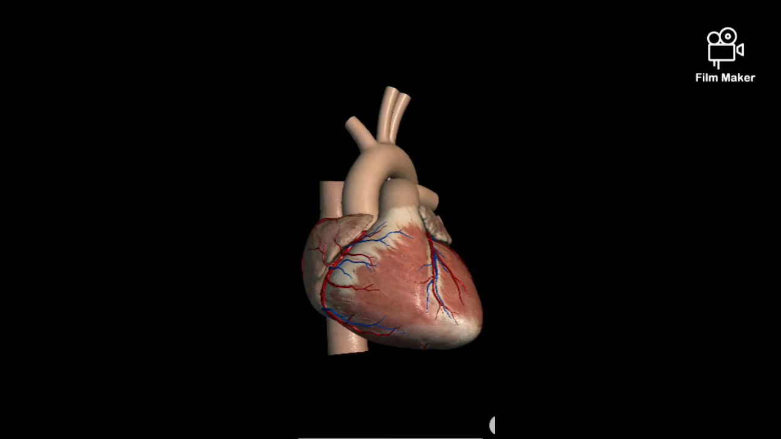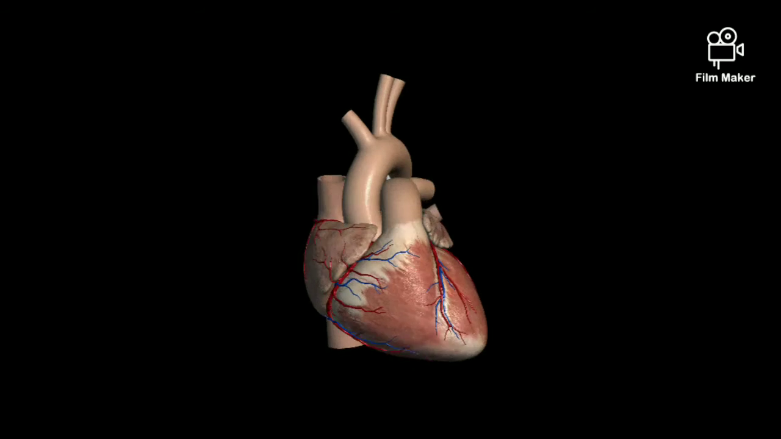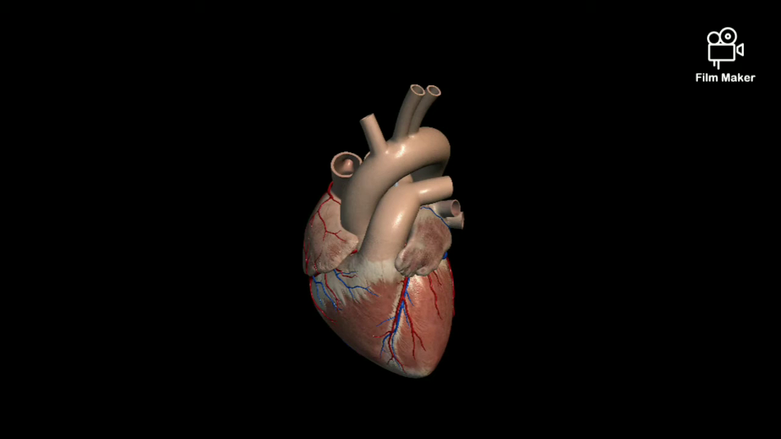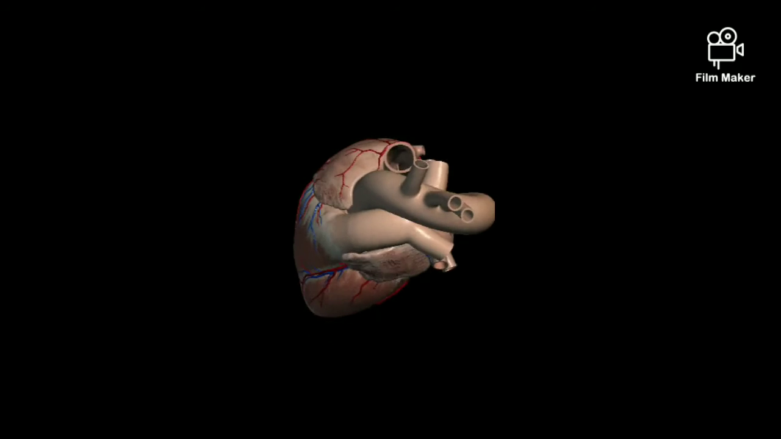Okay, the borders separating the surfaces of the heart: there are 4 main borders of the heart, the right border and left border. The right border is the right atrium, the left border is the left ventricle, with some of the left atrium. The inferior border is mainly the ventricles, and the superior border is the right and left atrium with the great vessels. These are the great vessels.